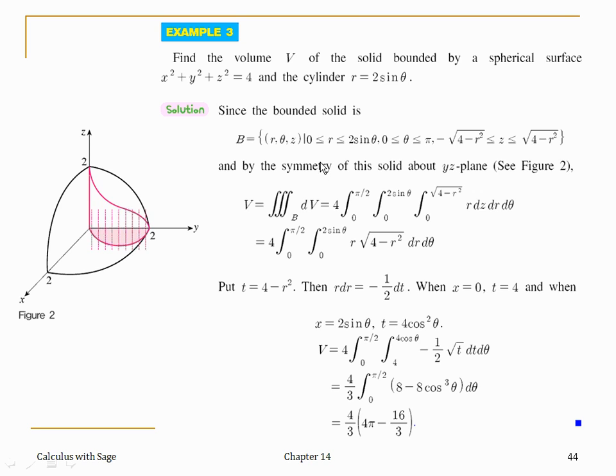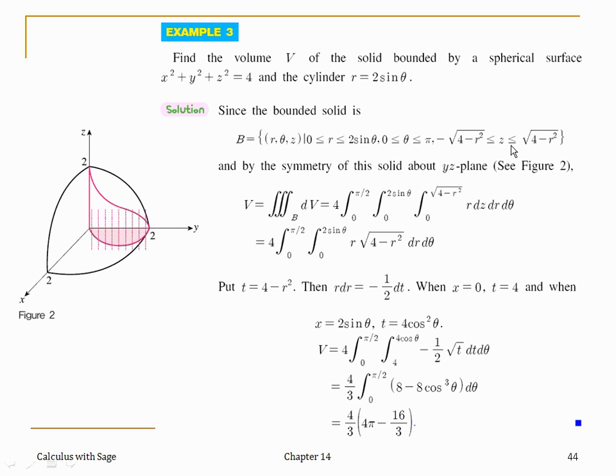Okay. Since the bounded solid can be written in cylindrical coordinates like this, r moves from 0 to 2 sine theta, and theta is from 0 to pi, and then twice of it, and 8 of it. We integrate from 0 to pi, and then multiply by 4 of them.